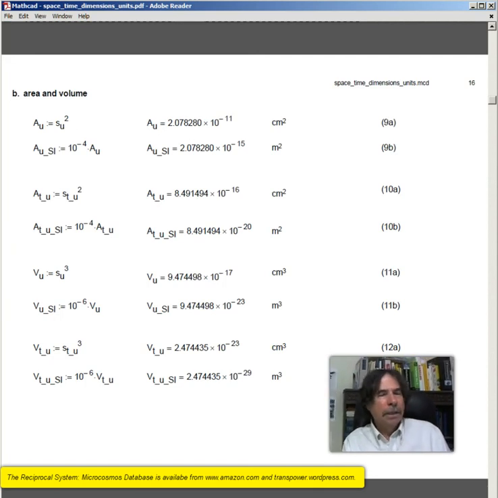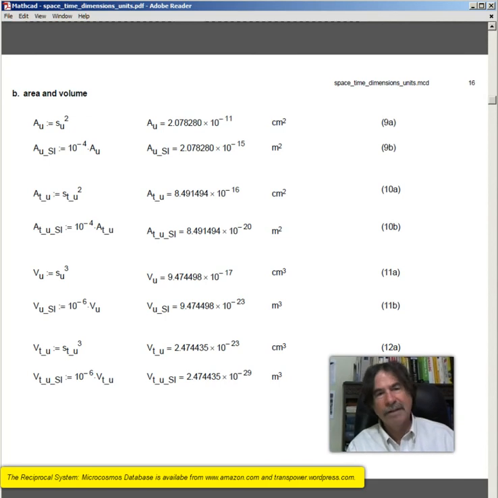Now from here on out, I will not always verbalize the numerical values. You can see them on the screen. And of course you can download a free copy of this paper from transpower.wordpress.com. I'll just point out the units involved in each case. So here you see the time-space region values of area followed by the time region values of area, and then the time-space region values of the natural unit of volume, and then the time region values for volume.